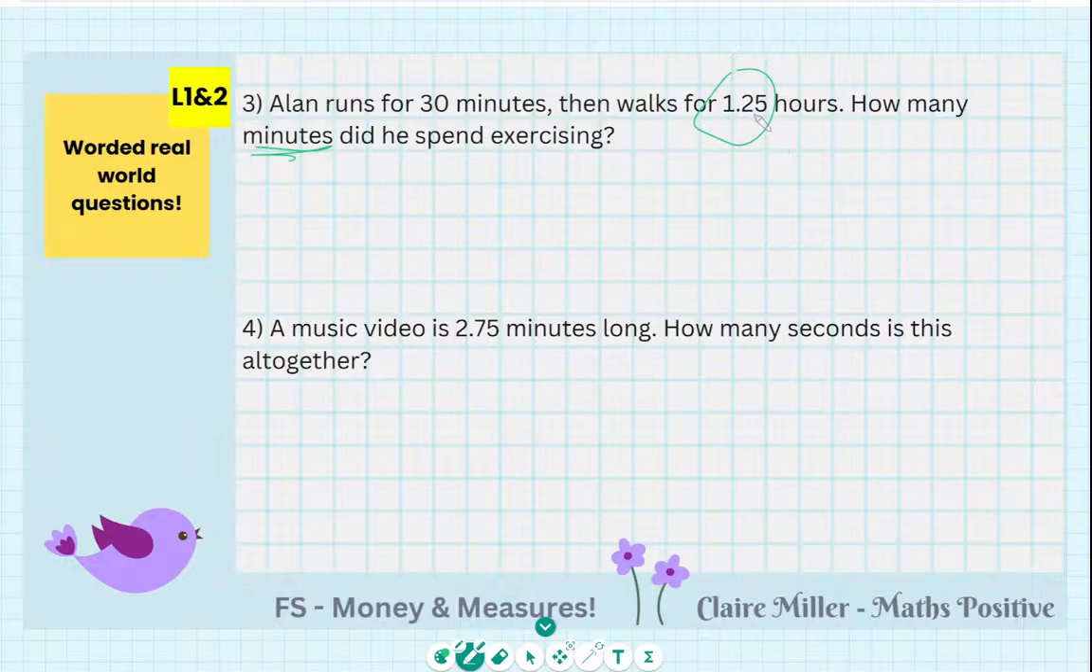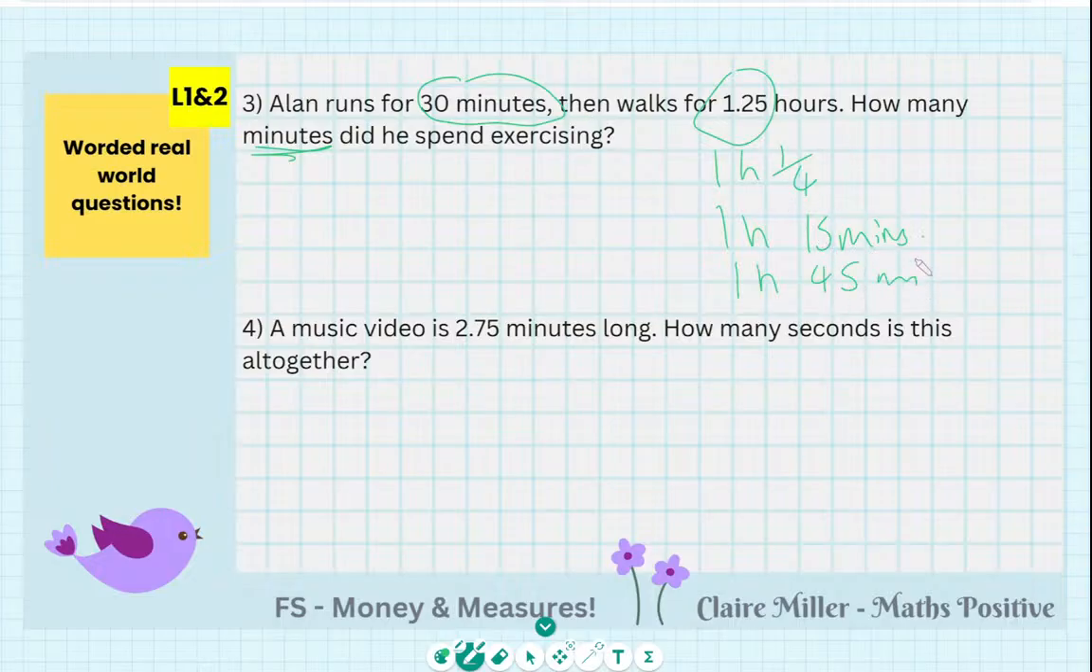Well, first of all, this 0.25 hours, a little bit strange. 0.25 is a quarter, isn't it? Like 25% is a quarter. So this is 1 hour and a quarter. We could even write it like that to start with. So we've got 1 hour and a quarter of an hour. In other words, 1 hour and 15 minutes. So now we can add on the 30 minutes. That makes it much easier. So we've got 1 hour and 30 minutes add 15 minutes.